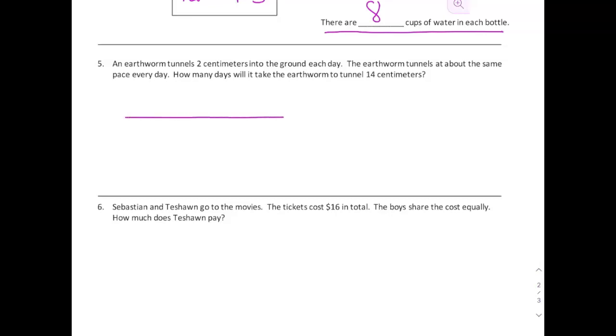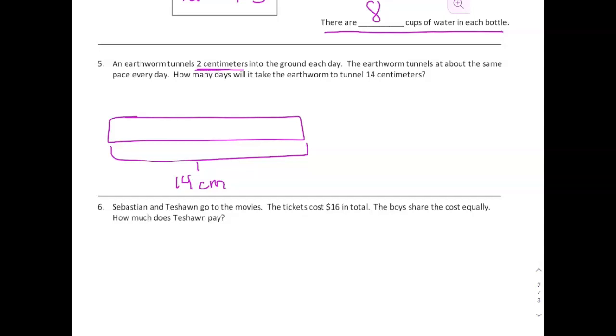So I'm going to draw my tape diagram. And what do I know? I know the total centimeters he has to go, correct? 14 centimeters is how far he has to go. It tells me that he goes 2 centimeters each day. So what I want to know is how many days in all will it take him to travel? So I'm going to make this right here, and I'm going to put 2 in here because that is 2 centimeters. That's how far he travels.